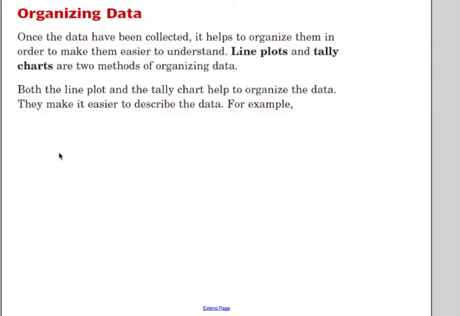Okay, let's talk about organizing data. Once the data have been collected, it helps to organize them in order to make them easier to understand. Data that's been collected might be something like a survey that was done, or the results of a test, scores that have been compiled, things like that. Line plots and tally charts are two methods of organizing data. Both the line plot and the tally chart help to organize the data. They make it easier to describe the data.